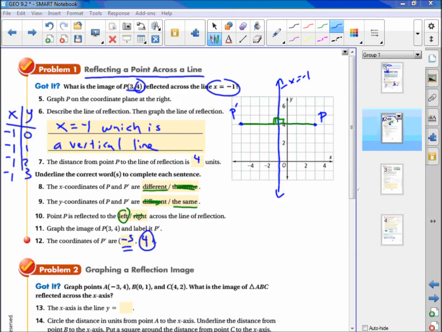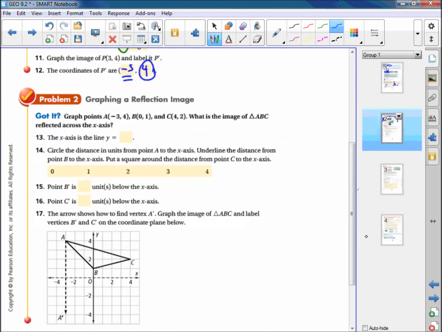All right, problem number 2. Big problem number 2, graphing a reflection image. So graph points A(-3, 4), B(0, 1), and C(4, 2). This is going to be our pre-image. And then what is the image of triangle ABC reflected across the x-axis? So we're going to graph our points and then we're going to reflect across the x-axis.